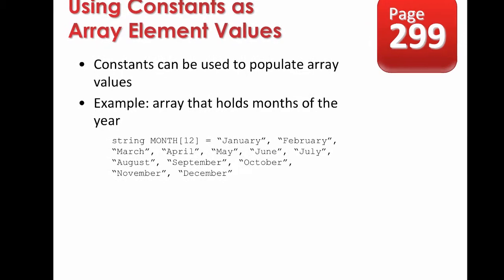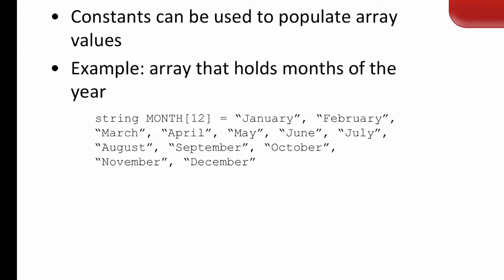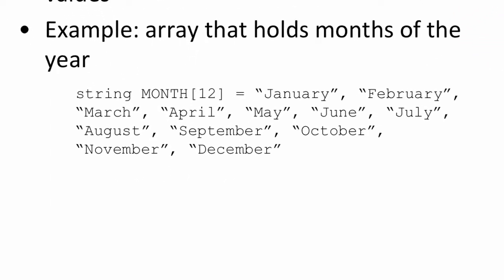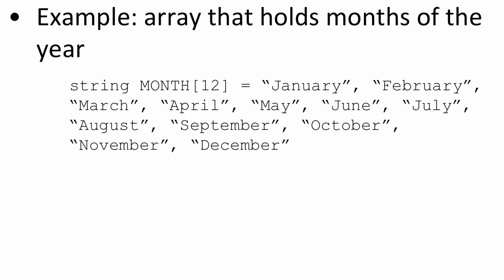In this particular case, we had the days of the week beforehand. Now we've got the months, and we're going to create a string array called month, and we're going to make it 12 elements big. So we've got January, February, March, April, May, June. But when you actually write this program and you put in month 4, you would expect to see April. Or you put in month 1, you would expect to see January.